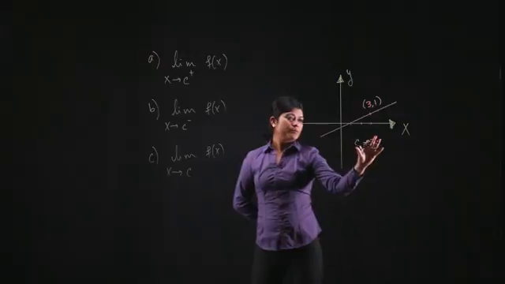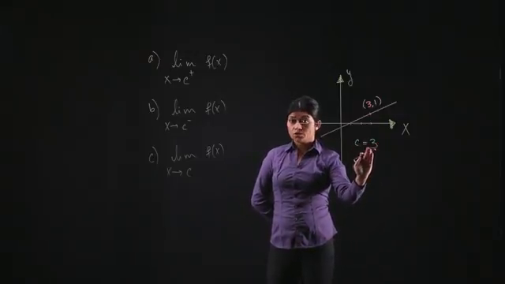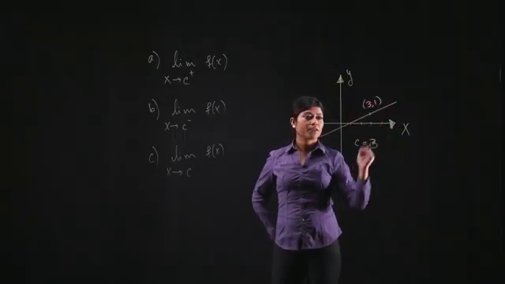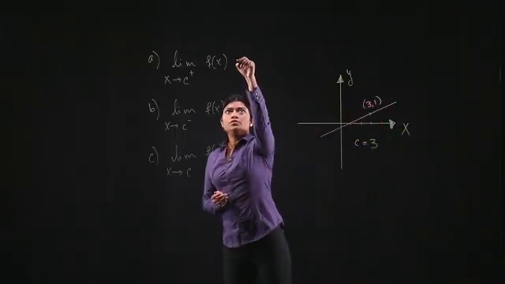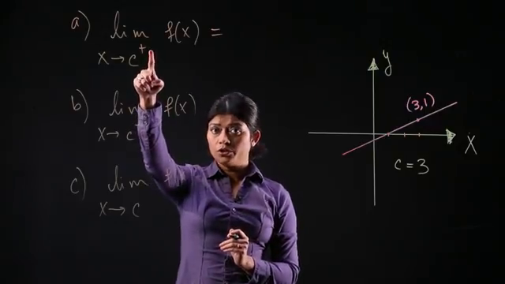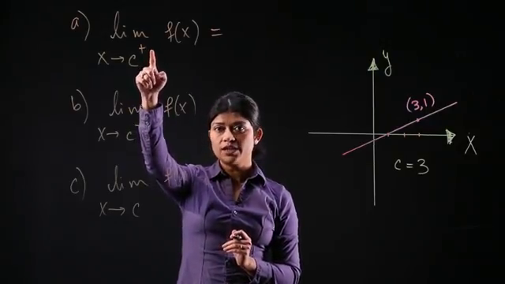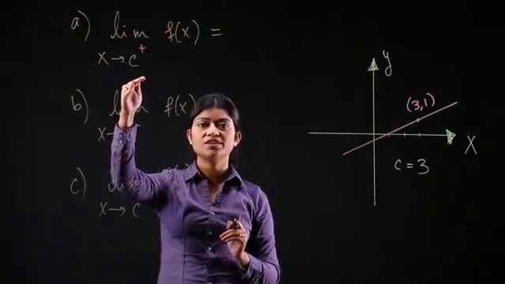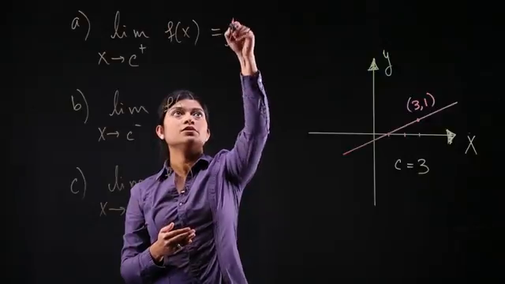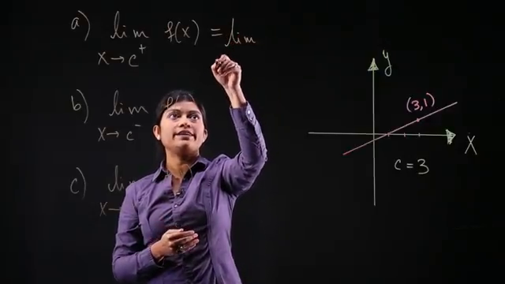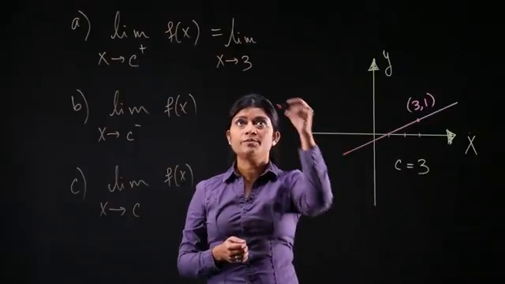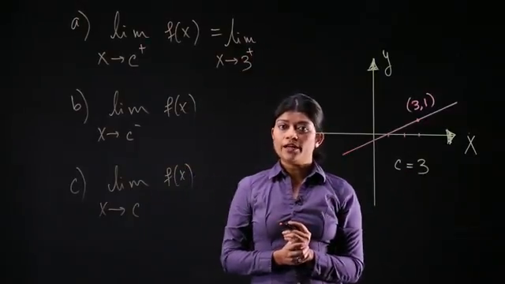Now, from the picture you see the value of c, which is 3, is given to us, and the function is this line. Okay. So let's start with the first one. First of all, you know what this symbol means. Plus means that x is approaching c from the right hand side of c. So just for convenience, let's write down the value of c. It is 3 as it's given in the picture, and we're putting the plus.